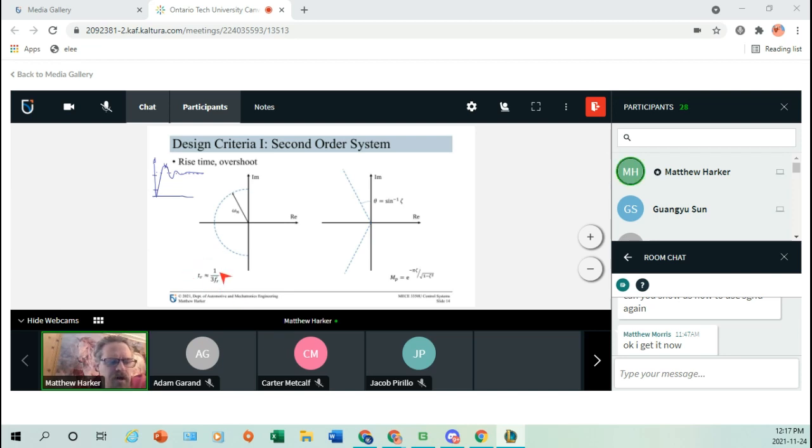Right, so things like rise time depend, let's say, mostly on the natural frequency or the resonant frequency of the system, right? So our natural frequency is this radius here, and then the resonant frequency is essentially where we end up on that real axis.